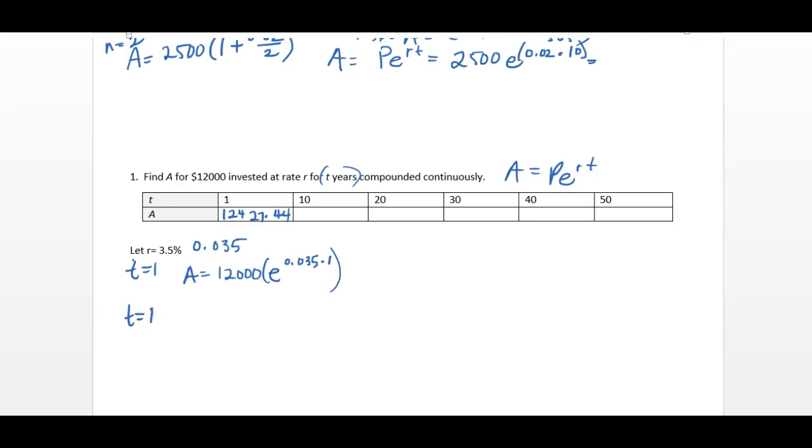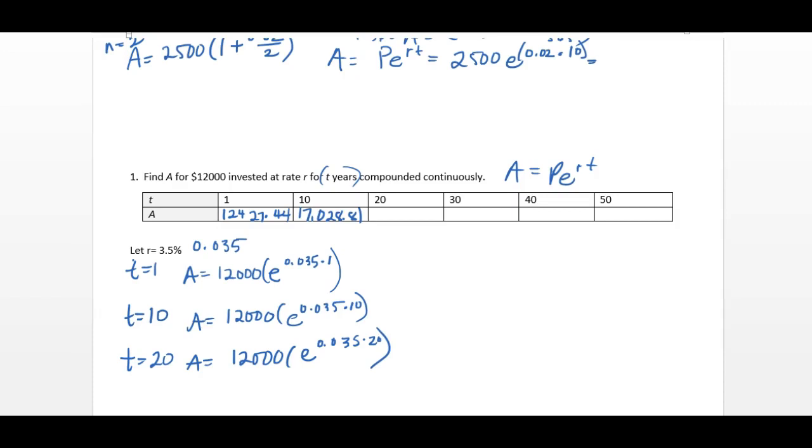So what if T is 10 years? Okay, my balance is going to be 12,000 is still my principal. E to the same rate. This time it's times 10. When I put that in the calculator, I get 17,028.81. What if T is 20 years? You can wait and not touch it for 20 years. That's pretty good. So it's E to the 0.035 times 20. All that business in the calculator, you get 24,291.81. All right, pretty good. 20 years paid off. Okay, we more than doubled our money.